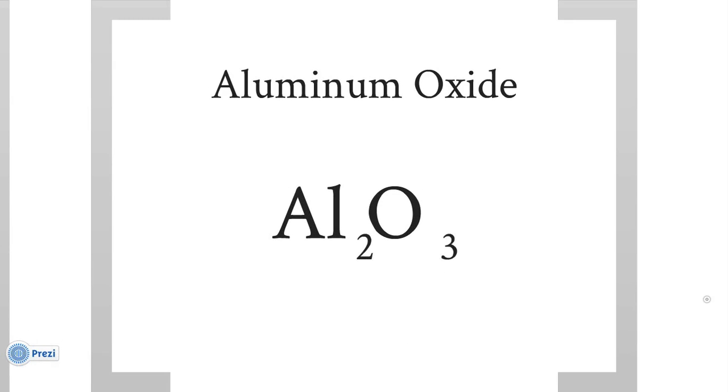And finally, aluminum oxide. The aluminum cation, each one has a charge of +3, but there are 2 of them. That gives us an overall positive charge of +3 times 2 equals +6. Now look at the oxygen anion. Each oxygen has a charge of -2, but there are 3 oxygens. -2 times 3 equals -6. For our overall charge, +6 minus 6 gives us a charge overall of 0. It's neutral.